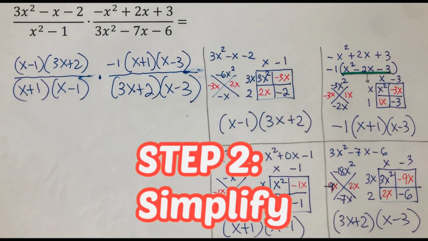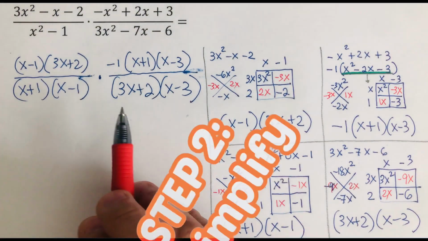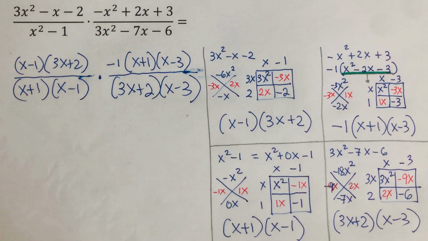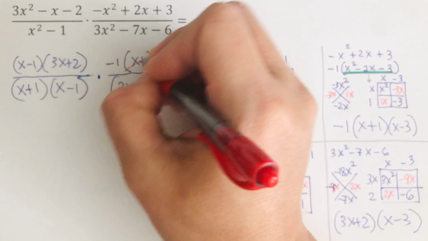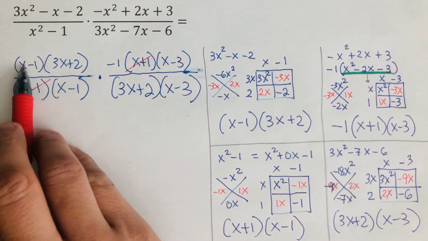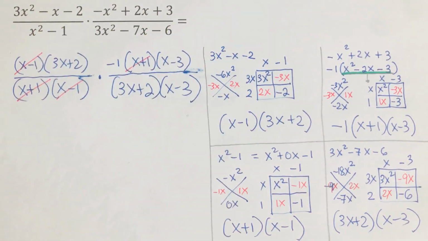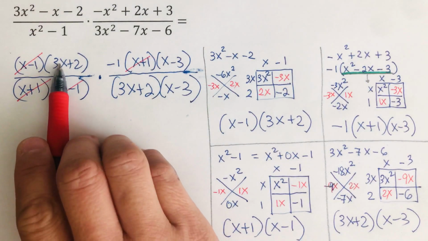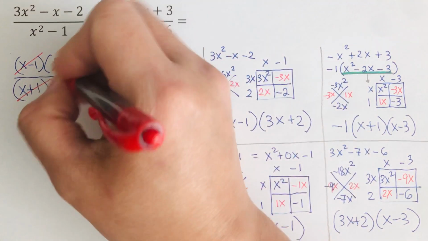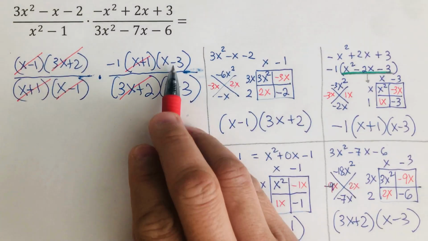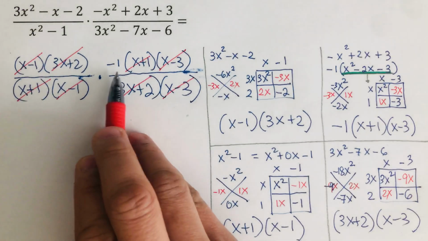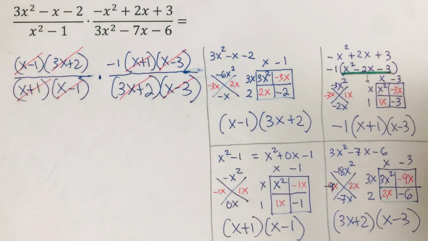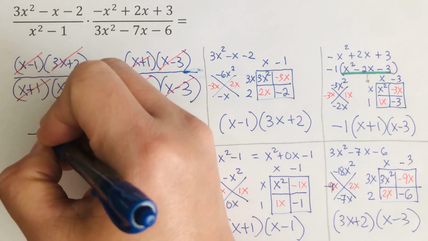The second step is to simplify. In order to simplify this, we're going to cross out those that are like terms. Again, if we cross them out, we remember that it is equal to 1 and not 0. So we have x plus 1 and x plus 1. We can cross this out. We have x minus 1 and x minus 1. We can cross this out. We also have here the 3x plus 2 and 3x plus 2. We can cross these two out as well. So we have x minus 3 and x minus 3. We can cross this out. So the leftover that we have here is just negative 1. So the final answer here would be a negative 1.